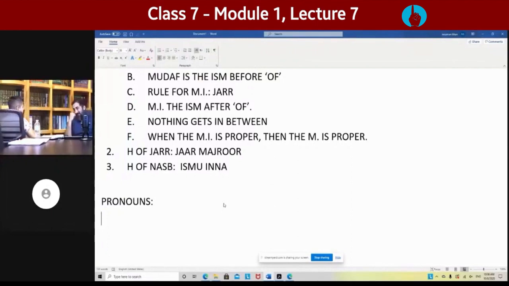Hiya, huma, hunna. Anta, antuma, antum. Good. Anti, antuma, antunna. Ana, nahnu. Now switch. Huwa, huma, hum. Hiya, huma, hunna. Good. Start over. Huwa, huma, hum. Hiya, huma, hunna. Anta, antuma, antum. Anti, antuma, antunna. Start over.